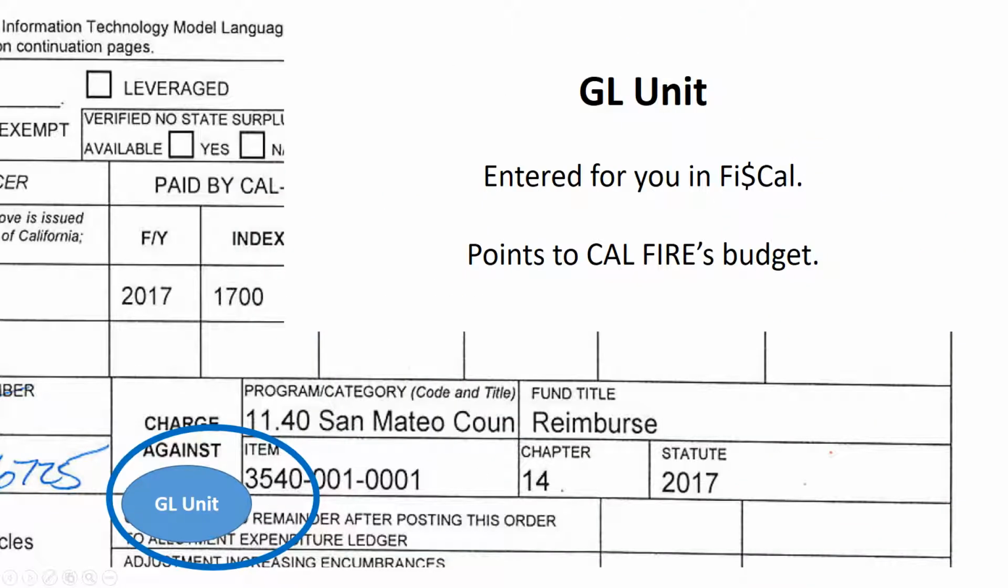GL unit. This one is easy. GL unit is 3540, CAL FIRE's number, and is always, so far, entered for you in Fiscal by default. It refers to the whole CAL FIRE budget, and you shouldn't have to ever worry about entering this yourself, unless you notice it's missing for some reason.